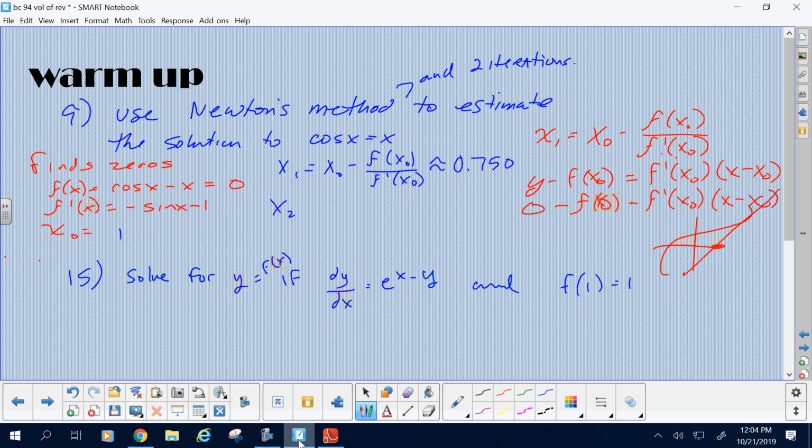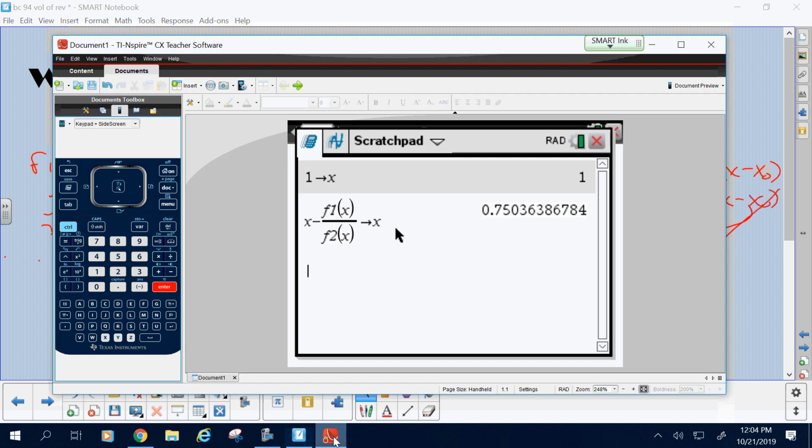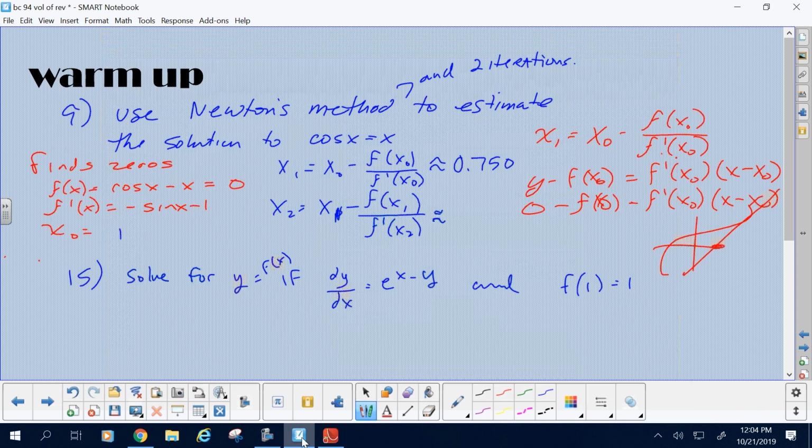Your second iteration, write for the person what you will do. The second iteration of Newton's method is x1 minus f at x1 over f prime at x1. When you do that, hit enter again, your second estimate is 0.7391. Do we all agree? That's an x that is pretty close to where cosine and x have the same value. All right, go to 15, please.